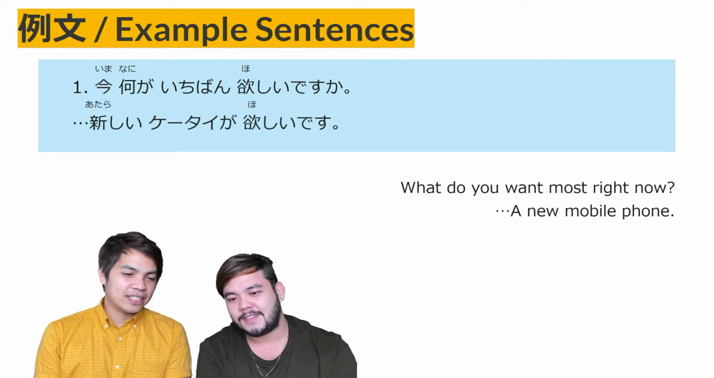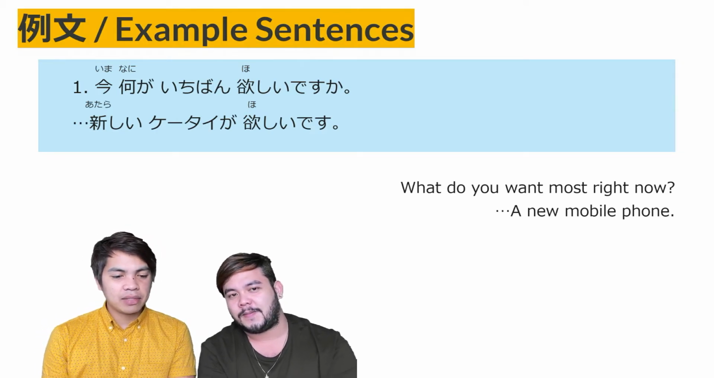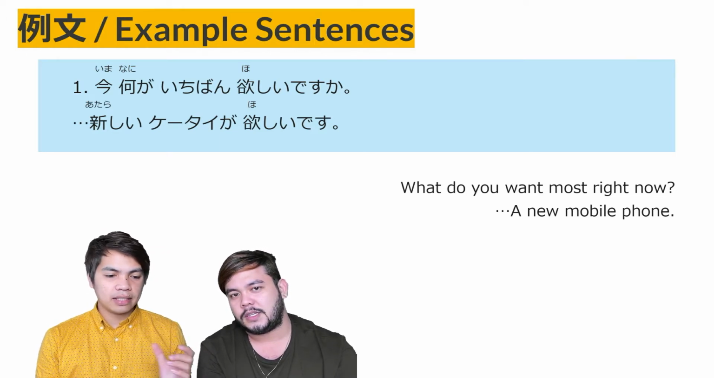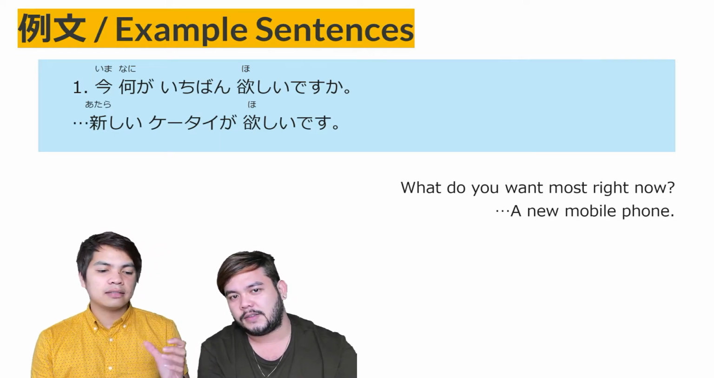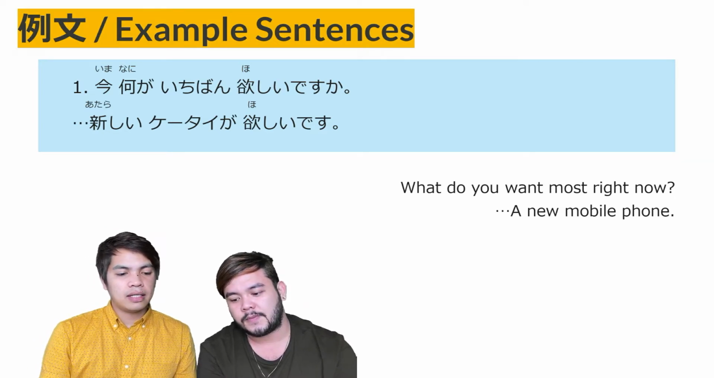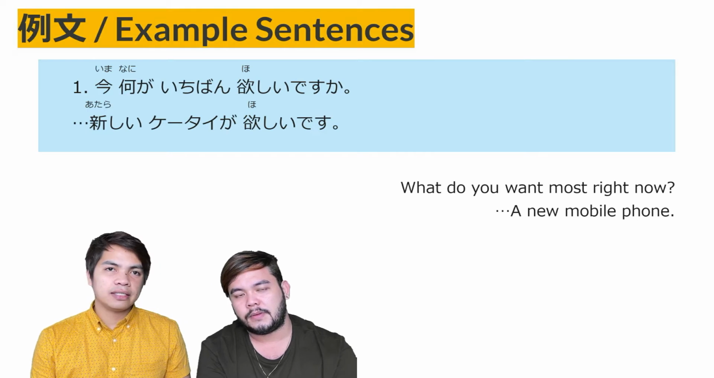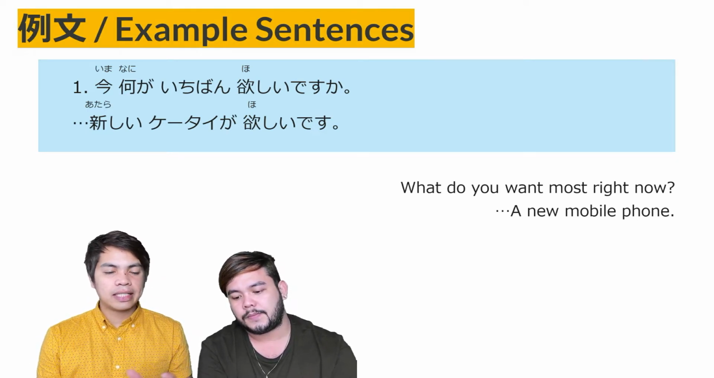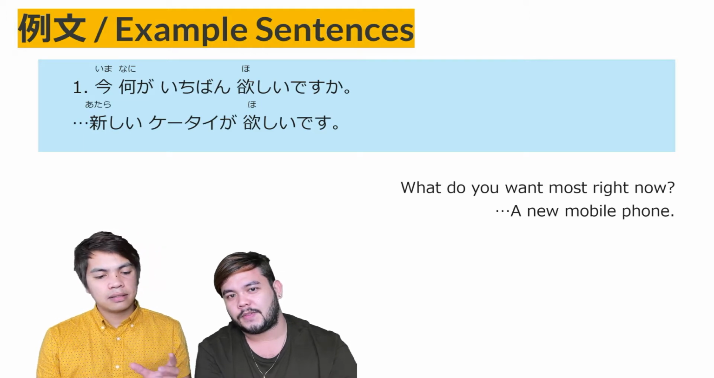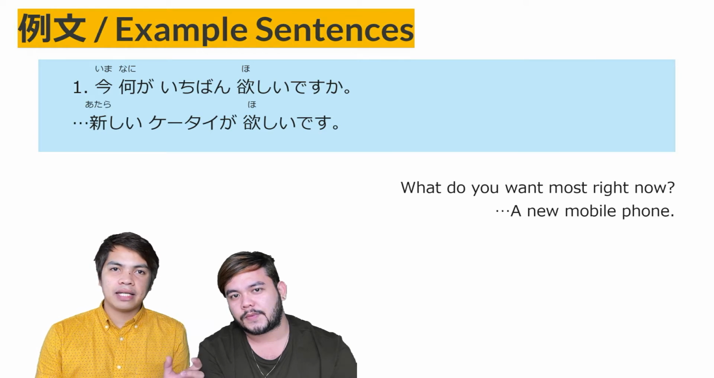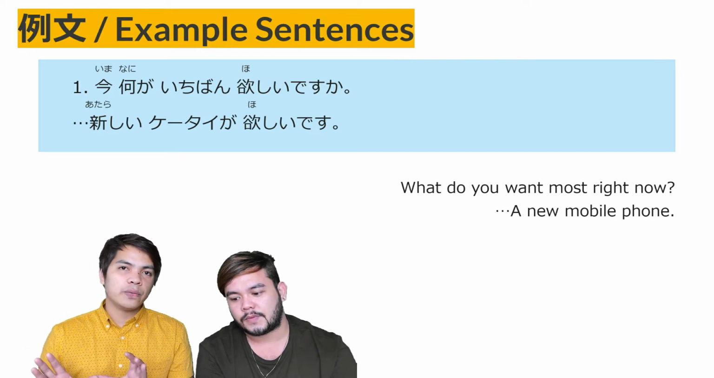So the question is, Ima nani ga ichiban hoshii desu ka? Ima, now; nani ga, what; ichiban hoshii desu ka, do you want the most? Atarashii ketai ga hoshii desu. Hoshii desu, I want. Atarashii ketai ga, a new mobile phone. Once again, you add the particle ga to the object that you want.